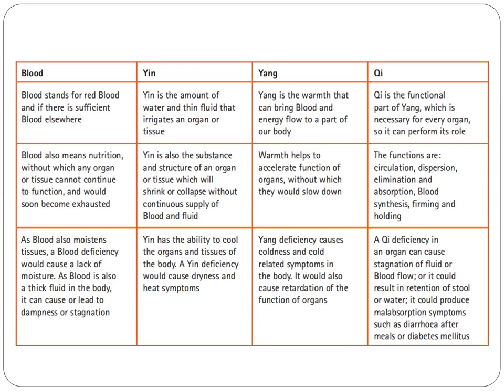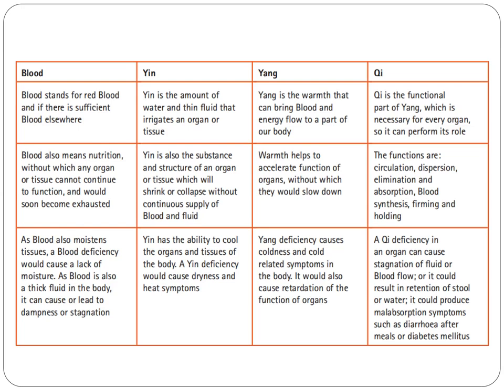Next, we have the yang, which is the warmth that can bring blood and energy flow to a part of our body. Warmth helps to accelerate function of organs, without which they would slow down. Yang deficiency causes coldness and cold-related symptoms in the body. It would also cause retardation of the function of the organs.